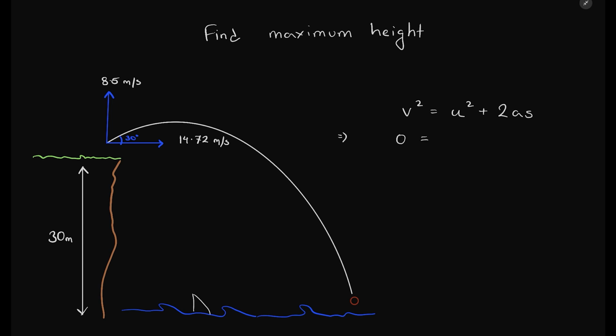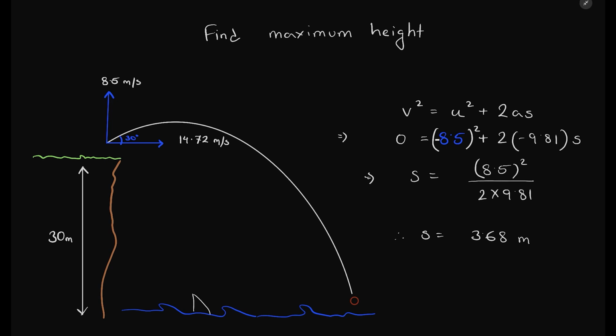As we need to find the height, which is a vertical component, we will be using the vertical values for velocity. That is why in the initial velocity I am using 8.5 meters per second, and the final velocity, when the ball reaches the top, the vertical velocity is 0. Then the answer comes out to be 3.68 meters. That means the ball traveled a height of 3.68 meters.